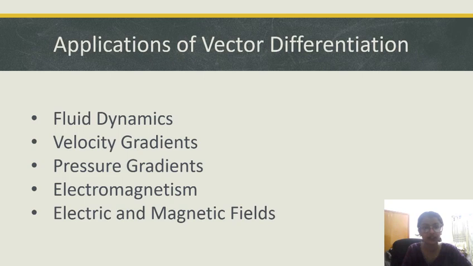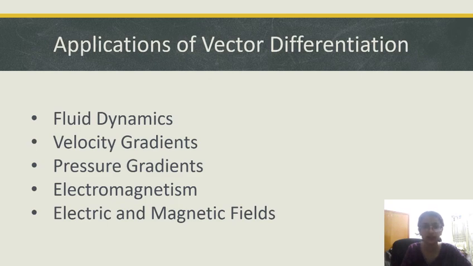Applications of vector differentiation. Fluid dynamics is a prime example of where vector differentiation is used. By calculating the velocity and pressure gradients of a fluid, we can predict its behavior and make informed decisions about how to control it. For instance, understanding vector differentiation helps us design more efficient airplane wings, reduce drag on ships, and optimize the flow of oil through pipelines.